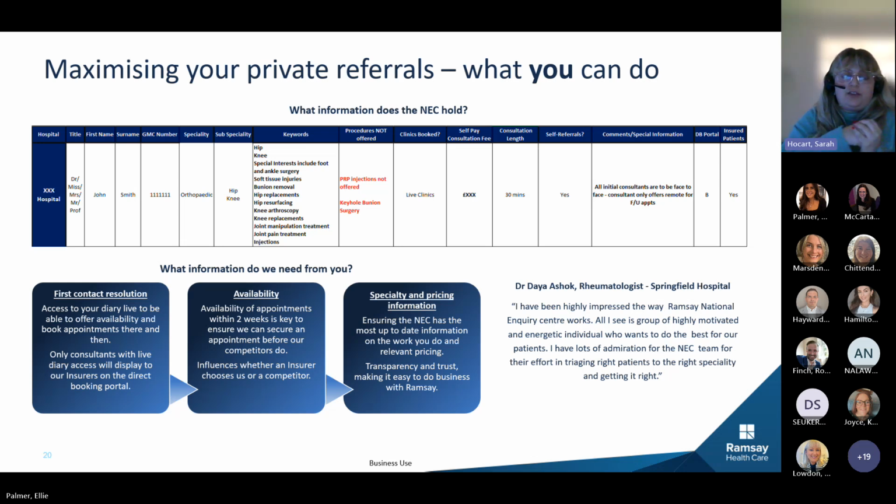But just looking at the information that we need from you, the first thing would be first contact resolution. So access to live diaries is super important for our team in the NEC. Being able to offer availability and book appointments there and then is extremely helpful. It means that we can resolve that patient inquiry really quickly, and in turn it maximises referrals because we can get them booked in straight away.